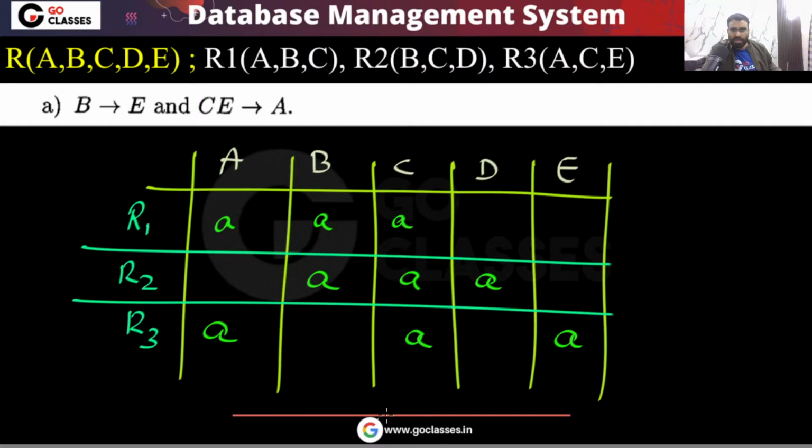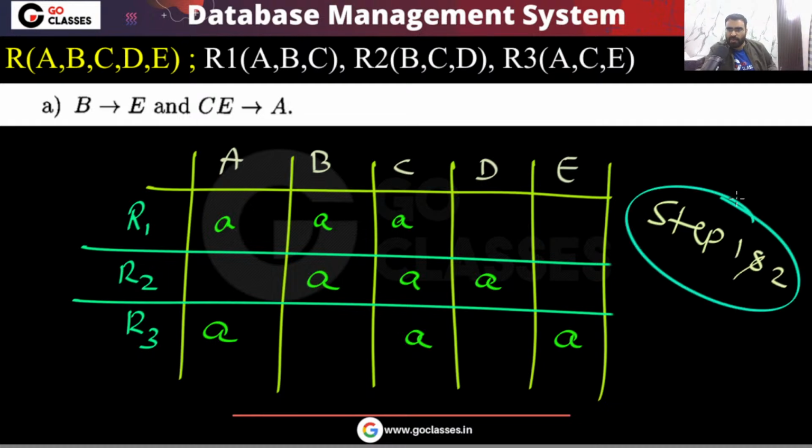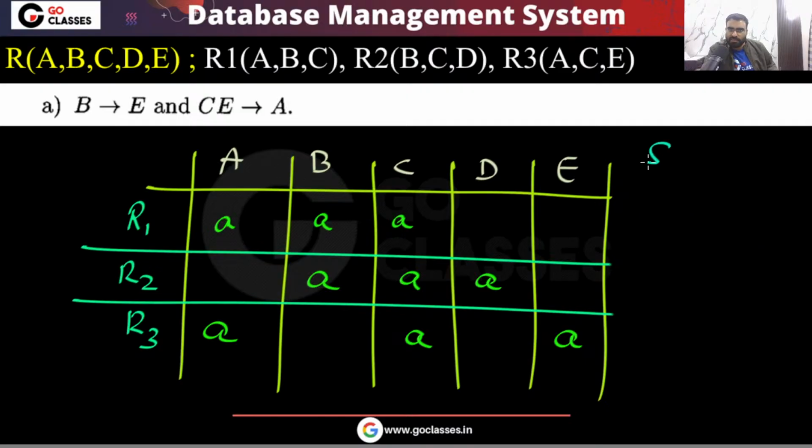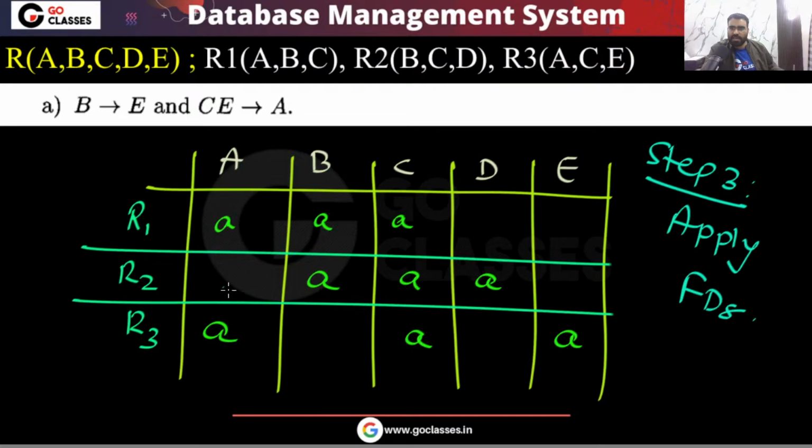Now, what is the next step? Remember, so far, steps number 1 and 2 are over. We have applied them. Now let's apply step number 3. What is that? That is the easiest and most interesting step: apply the functional dependencies. Apply the FDs. Okay, so let's apply the FDs.